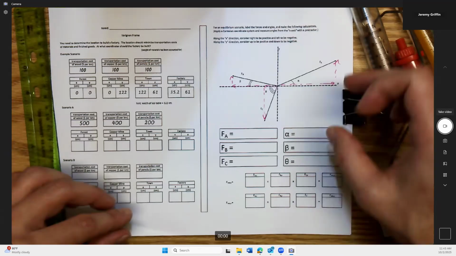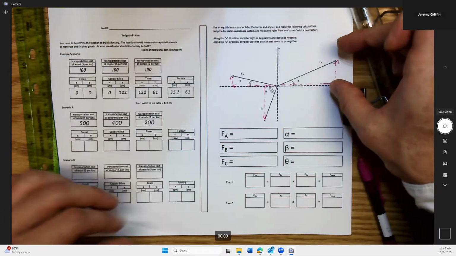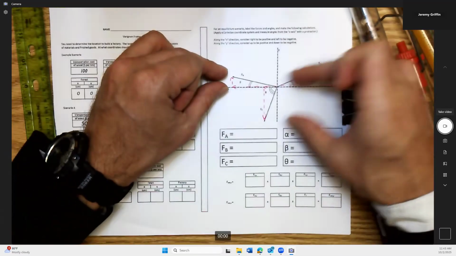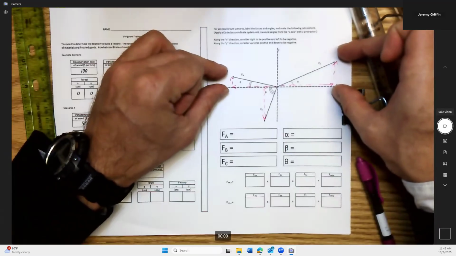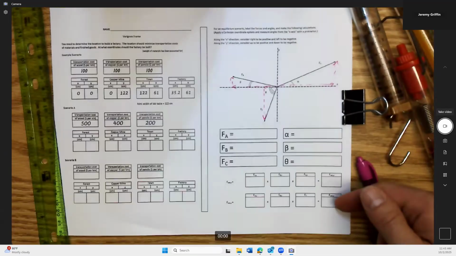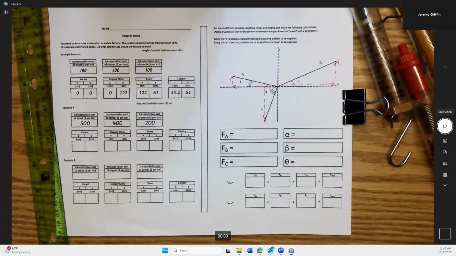Then how about along the y-axis? This one is pulling up a medium amount, this one is pulling up a little bit, and this one is pulling down a lot. But what does that all sum to in the vertical direction? Should be zero, right? So see if you can get that. Is there any question right now?